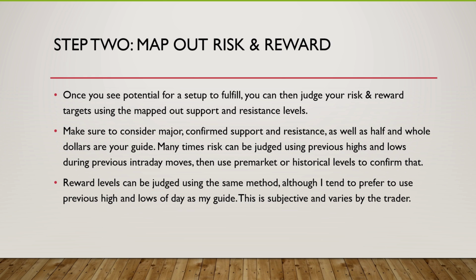And that's actually the method I use with the VWAP fade a lot. It is very easy to calculate: previous highs or lows. Those are levels that are just sticking out in the chart, and so it makes sense to use those levels. Like this says, reward levels can be judged using the same method, although I tend to prefer to use previous high and low of day as my guide.